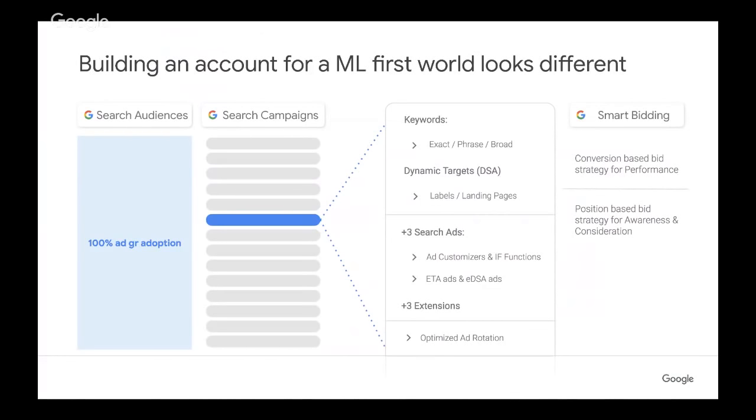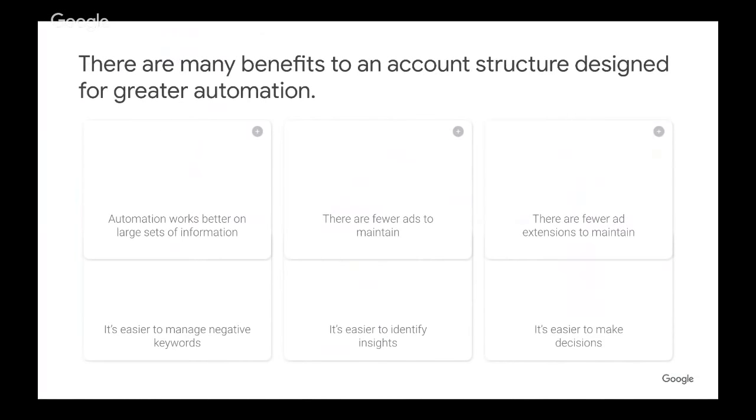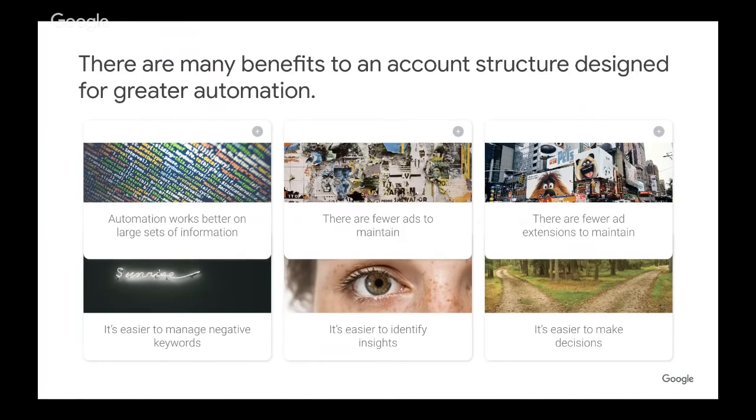So you could think about having one search campaign with all the ad groups and campaigns having audiences applied. Then you have keywords all together in an ad group, and then dynamic search ads, the hybrid campaign version. And then you have 3 ads with either ad customizers or IF functions, and then all the extensions, and using either conversion-based smart bidding or impression-based smart bidding, a position-based bid strategy for awareness and consideration. Just to conclude, there are many benefits to an account structure designed for greater automation.